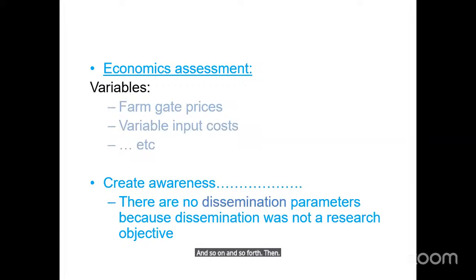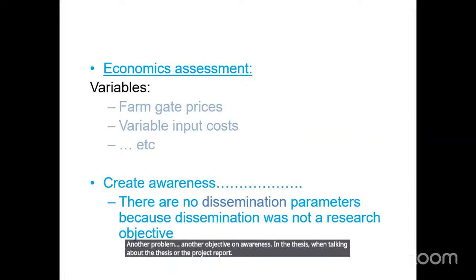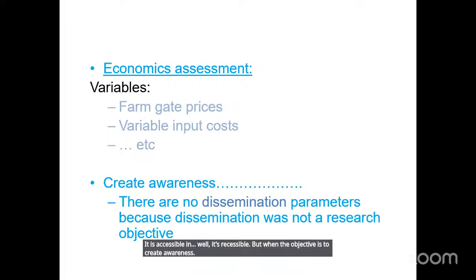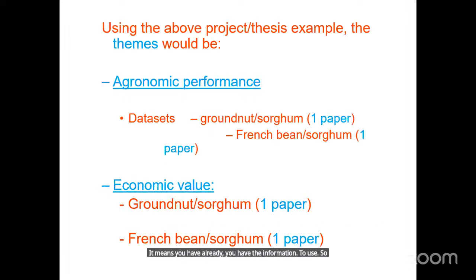Then there might be another objective on awareness in the thesis, or the project report. In this case, awareness is dissemination, and it is not a researchable area. Well, it's researchable, but when the objective is to create awareness, it means you already have the information to use.